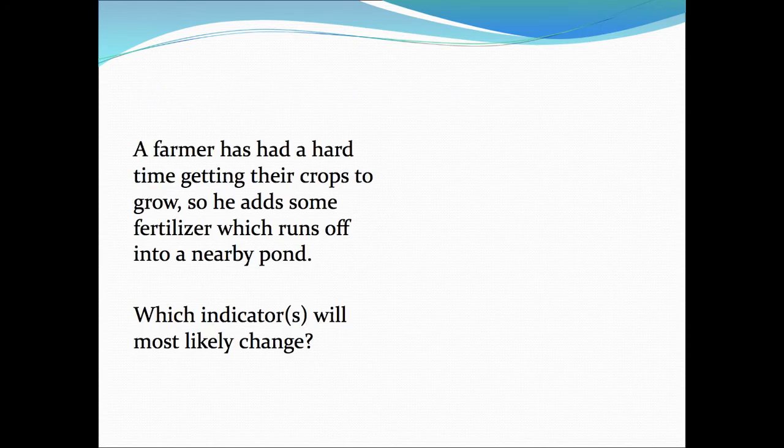And is this our last one? Yep, this is our last one. A farmer has had a hard time getting their crops to grow, so they add some fertilizer, which runs off to a nearby pond. All right, so fertilizer, anytime you see fertilizer, you should automatically think nitrates, and nitrates lead to eutrophication. So nitrates is one. Eutrophication is when the nitrates cause so much algae, and then when the algae dies, the bacteria take up the oxygen. So dissolved oxygen goes down, and if there's more algae in the pond, because they had the nitrates to grow, you're going to have higher turbidity.